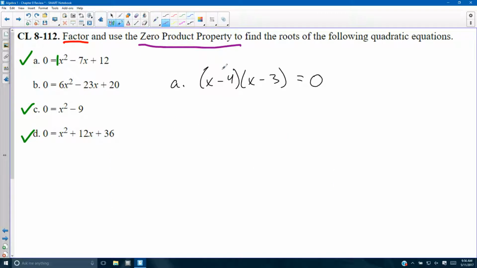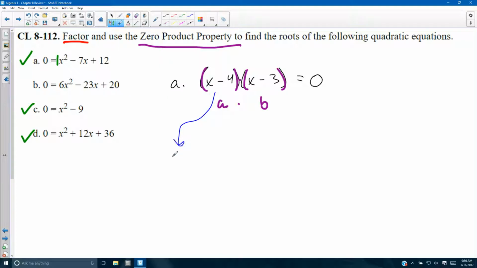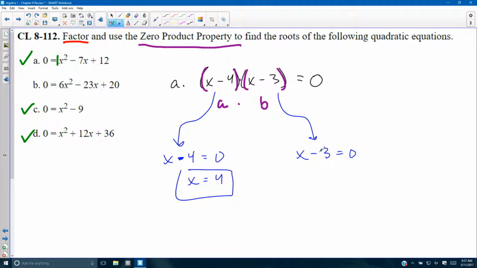So as long as I have a product set equal to 0, notice it's this times this, A times B. If A times B equals 0, either A equals 0, which is x minus 4, or B equals 0, which is x minus 3. So I'm setting up two equations, and now I can solve this quadratic here. What value do I subtract 4 from to get 0? Well, that's 4. What value do I subtract 3 from to get 0?